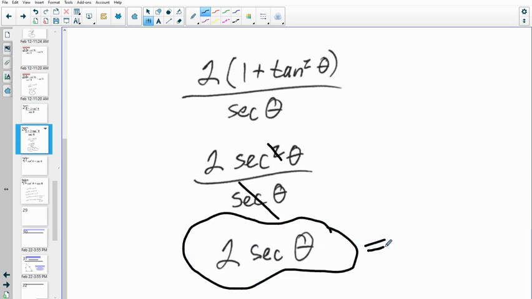I suppose if you don't like reciprocal identities, we could say that this is the same as 2 divided by cosine. Generally speaking, if it says simplify in terms of a single ratio, I would probably write it as 2 times secant, but I don't think that's a big deal either way. Either one of these I would say is pretty simplified.